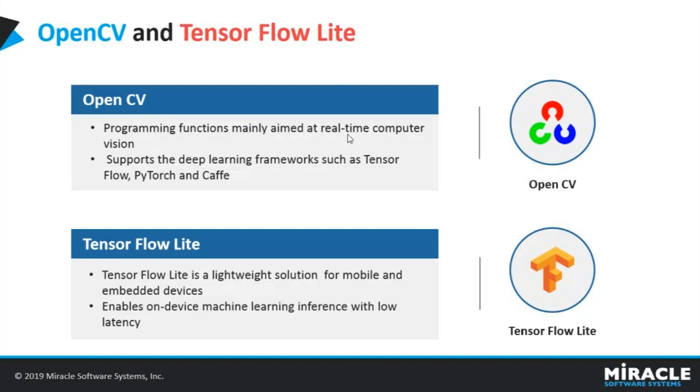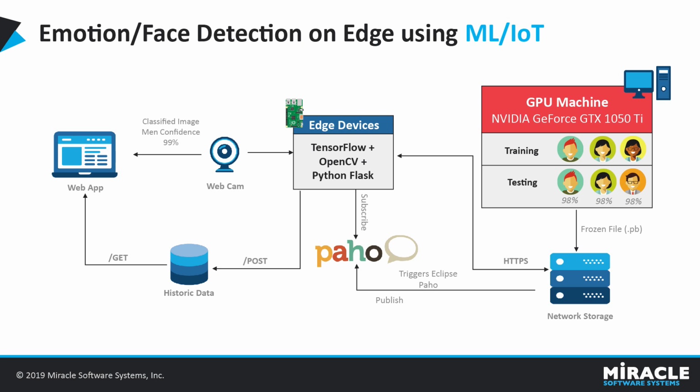So when we want to run a machine learning model on a small device, we can use TensorFlow Lite Converter, which basically optimizes the model and also makes the model work faster. Here is the architecture of our application.